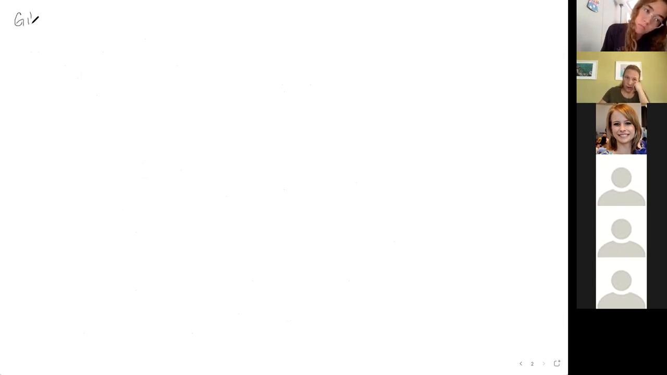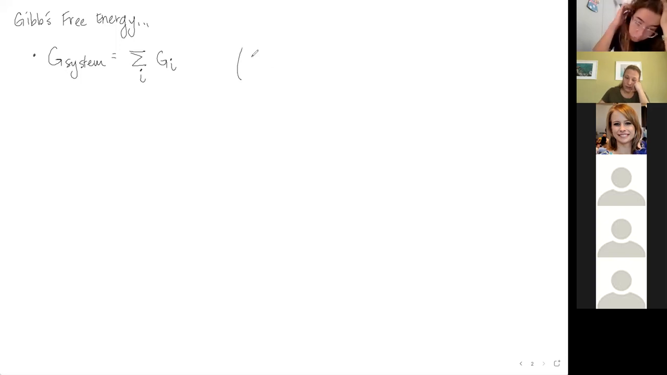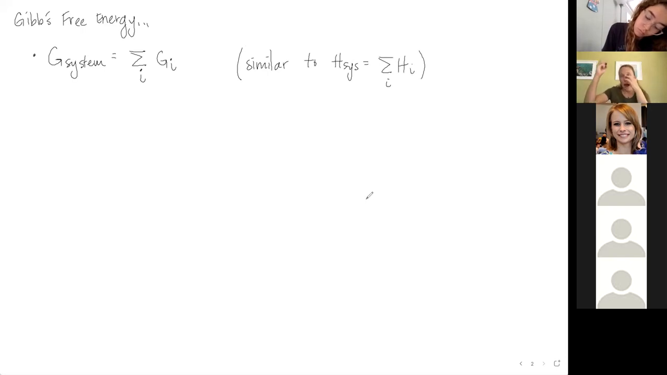So this is more Gibbs free energy. If we have the Gibbs free energy of a system, this is going to equal the summation of all the individual Gibbs free energies of the individual components. So this is similar to our enthalpy of a system being equal to the summation of the enthalpies of each of the individual components. Remember when we were making those equations and adding up those enthalpies, because you have these reactions to form your final compound, you add those up, right? So there, it's a summation of those enthalpies in the individual reactions. It's analogous to the way we deal with Gibbs free energy.